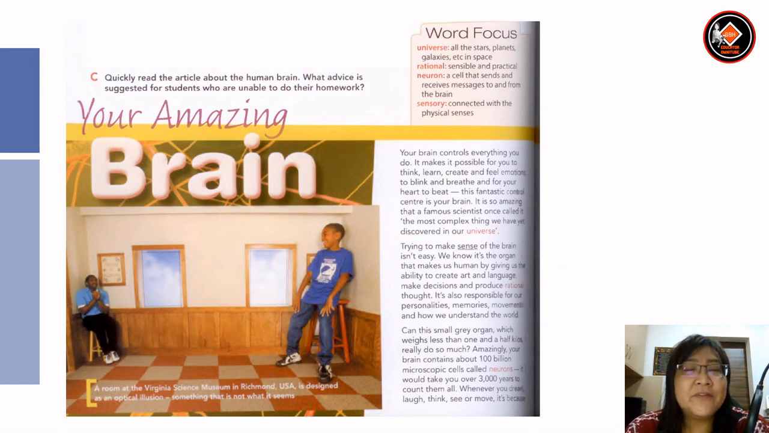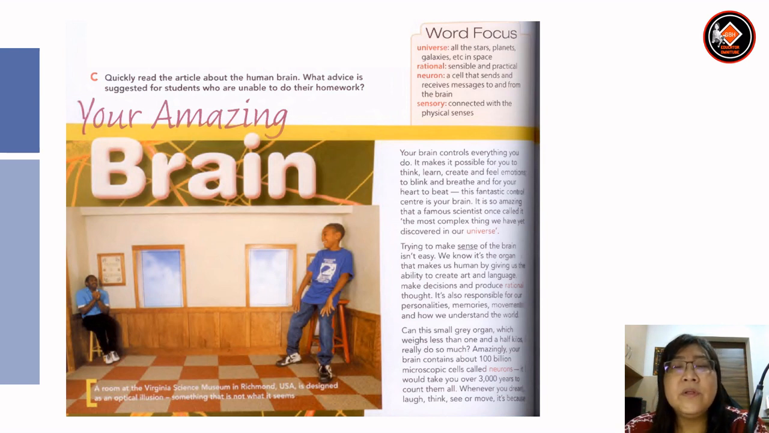Dear students, for exercise 3, which is C, quickly read the article about the human brain. What advice is suggested for students who are unable to do their homework? Remember, look at the word focus.